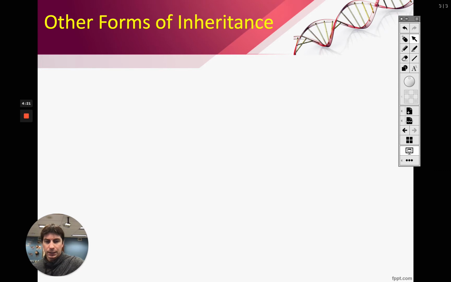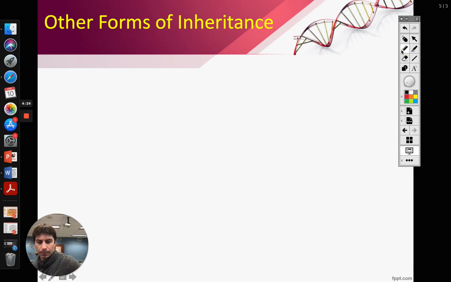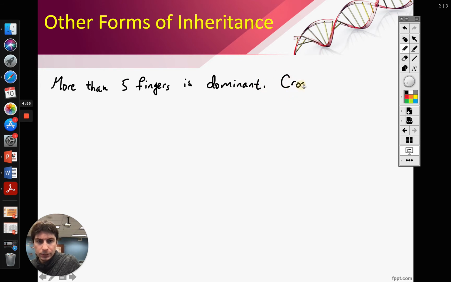Okay. Let's do one more example before we move on. Let's just use polydactyly as an example. So having more than 5 fingers. It's kind of funny, but more than 5 fingers is dominant. And we will cross 2 heterozygous individuals.